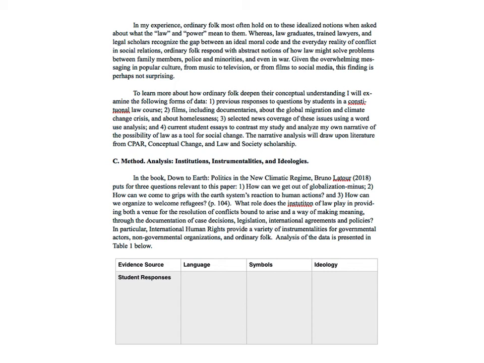And then you're going to make a table. In the document I shared with you, I'm looking at 4 different data sets. But I just wanted to show you in this clip that this is all your table would look like. So don't be super scared. You just say what your evidence source is. The first one I'm going to get done and upload for you all.